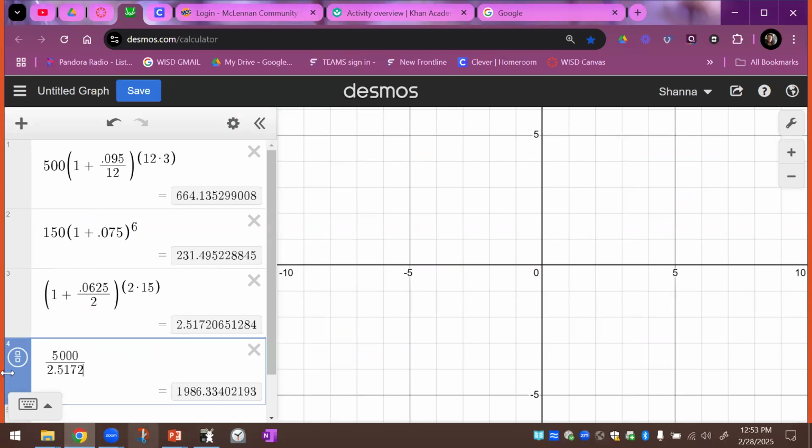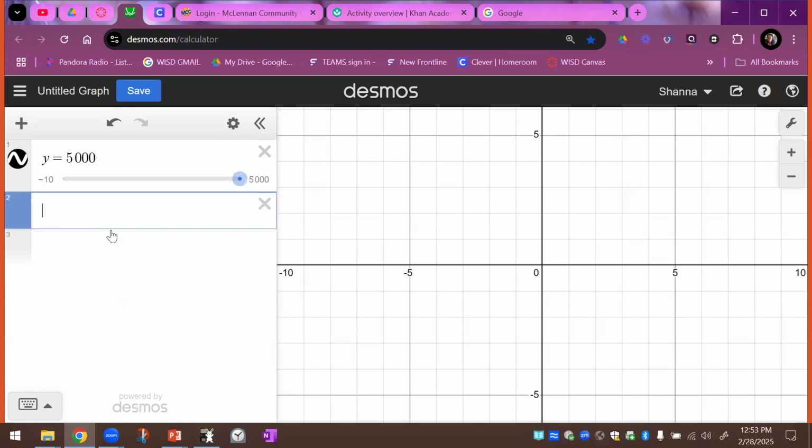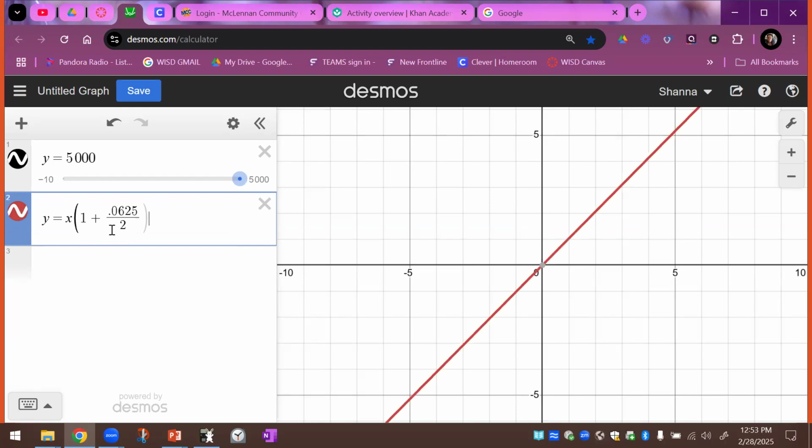Now we're going to talk about solving it graphically. So solving it graphically means that since you have an equation with one side equals something and another side, you're going to put them both in. So I have y equals 5,000 because that's my left side of my equation, correct? And then y equals the right side of my equation. P is my unknown, so we're going to put it in as x. And we have 1 plus 0.0625 divided by 2. And I'm going to go ahead and just put it to the 30, because 2 times 15 is 30.